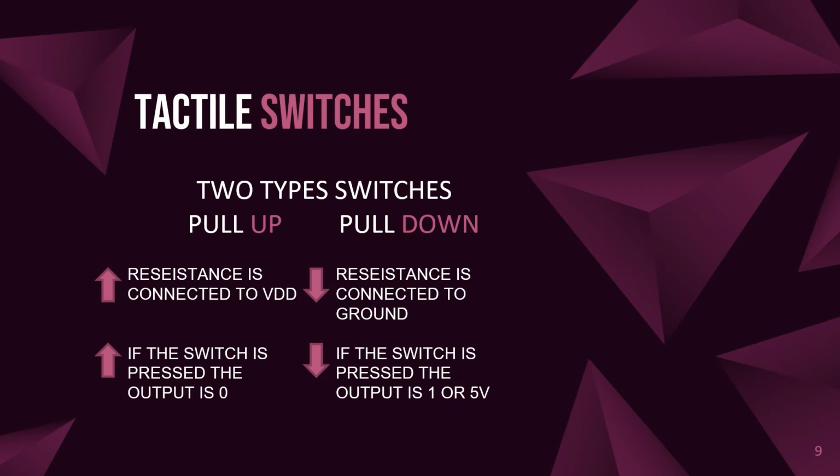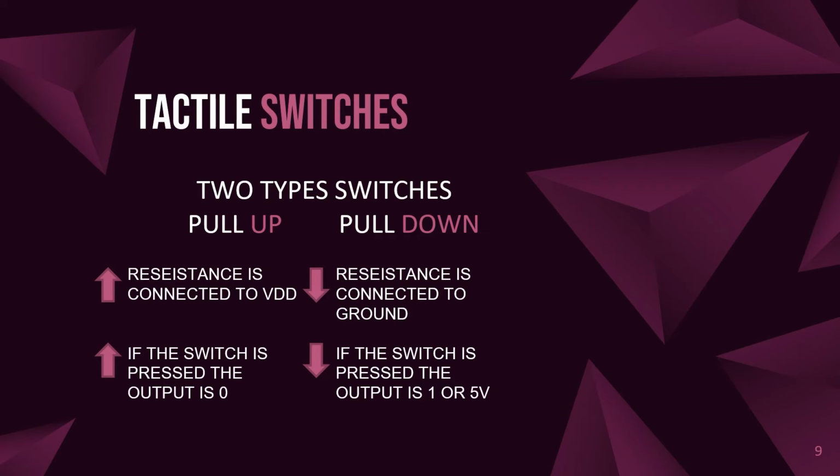So next thing, tactile switch. There are two types, pull up and pull down. So first, what is a tactile switch? It's a simple switch, like the normal switch we use. How does the switch work? If you press it, the circuit will be closed. If it is released, the circuit will be open.